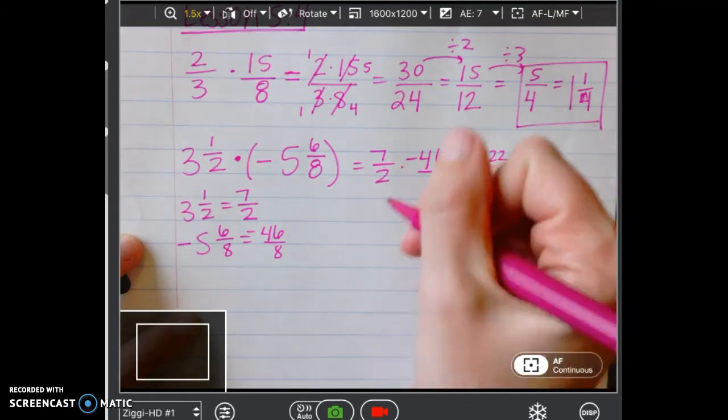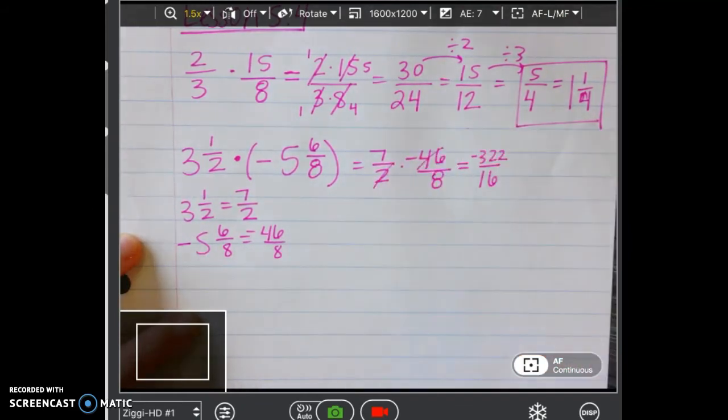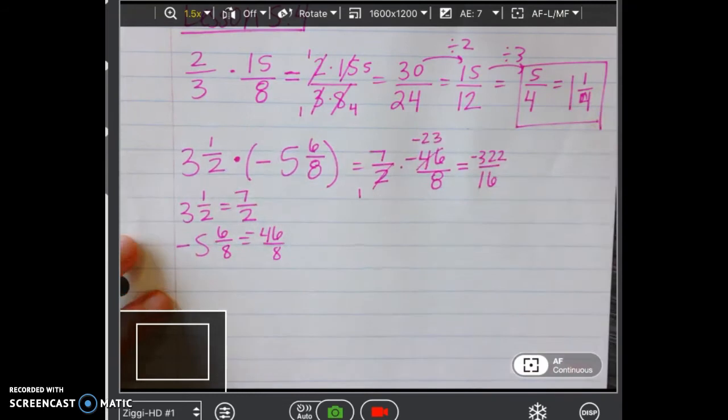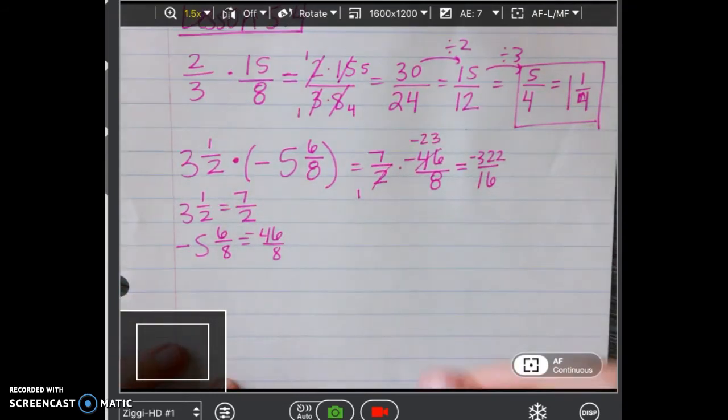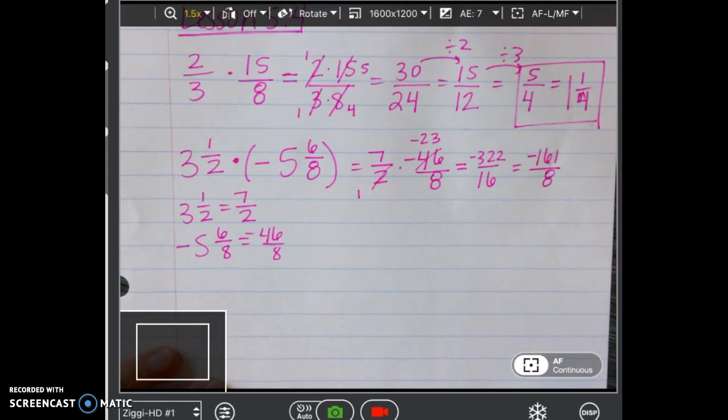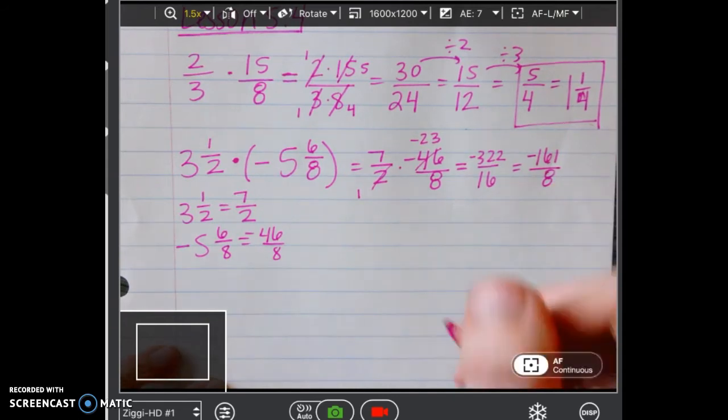Or I could see that 2 and -46 have a common factor of 2. So -46/2 will become negative 23 over 1. So then I can do negative 23 times 7, which is negative 161 over 8. And then I think that is going to be simplified.